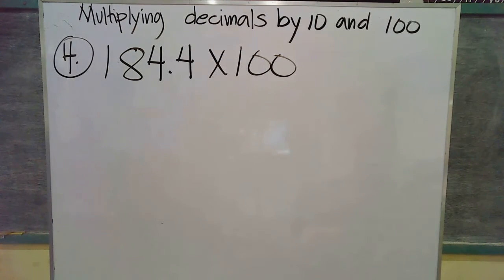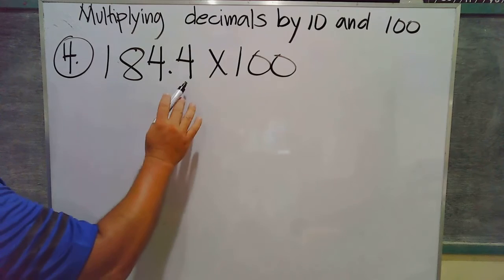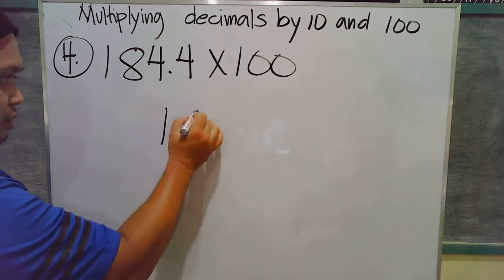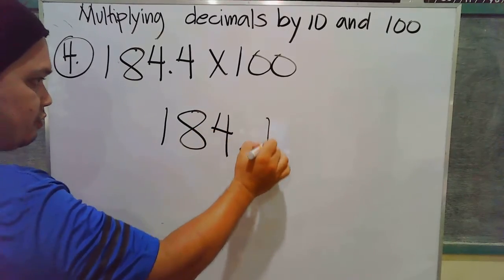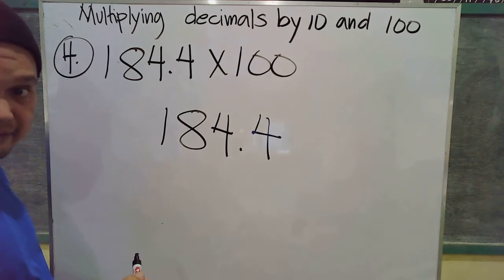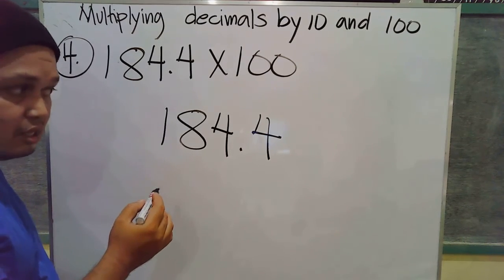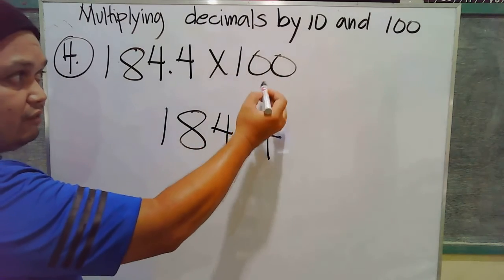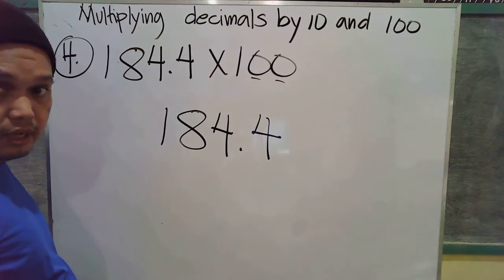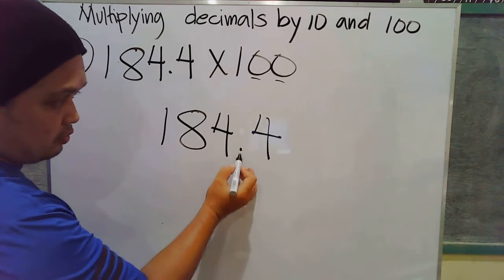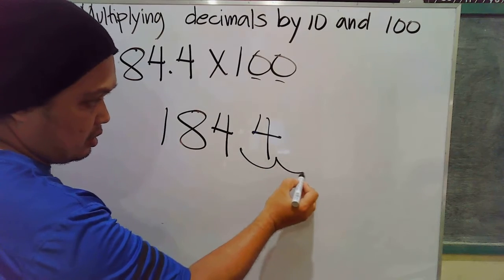Okay, so we are multiplying decimal numbers by 10 or 100. So how do we answer this? Let's copy this first. 24.4. And let's count the number of zeros our multiplier has, and that will be our number of steps that we're going to make to the right. Okay? So 100 has 2 zeros. Okay? So meaning to say, we're going to take 2 steps also to the right. So from here, 1 and 2.